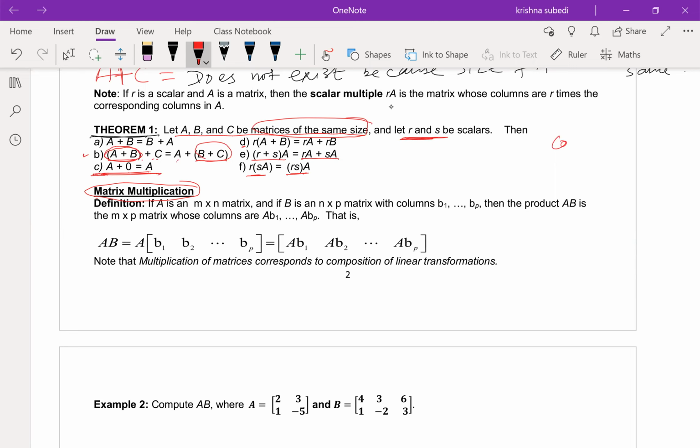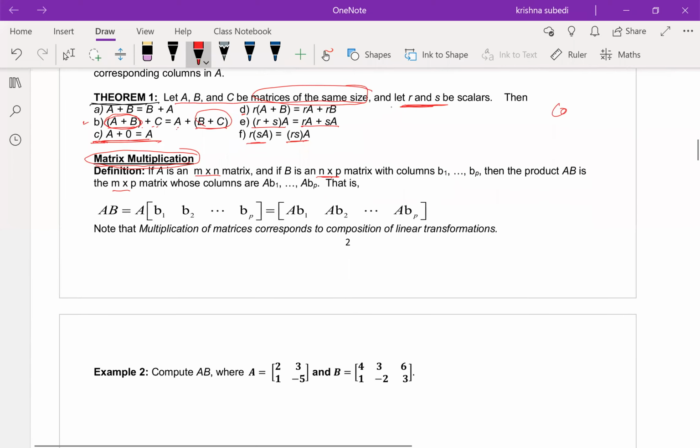Okay, how do we multiply two matrices? So if A is an m by n matrix and B is an n by p matrix with columns B1 up to BP, then the product AB is an m by p matrix whose columns are AB1, up to ABP. That is, we can write AB this way. Now, by just reading the definition, it may not make sense if you have not done this before, but with an example, I think it will be clear, okay?